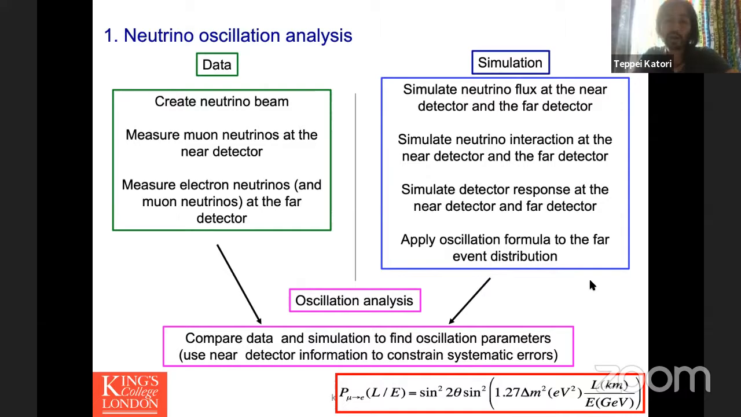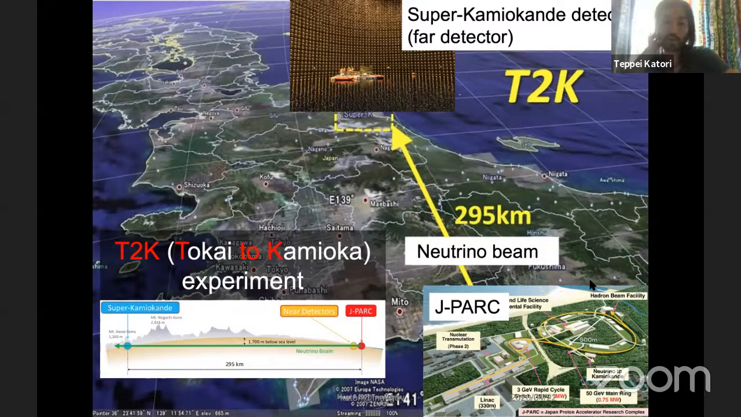T2K is the Tokai-to-Kamioka experiment. It creates a neutrino beam at J-PARC, and these neutrinos propagate roughly 300 kilometers underground, because you have to take into account the curvature of the Earth. So you shoot the neutrinos downward, and they are measured by the Super-Kamiokande detector, which is the far detector. All right, so let's start from the neutrino beam.